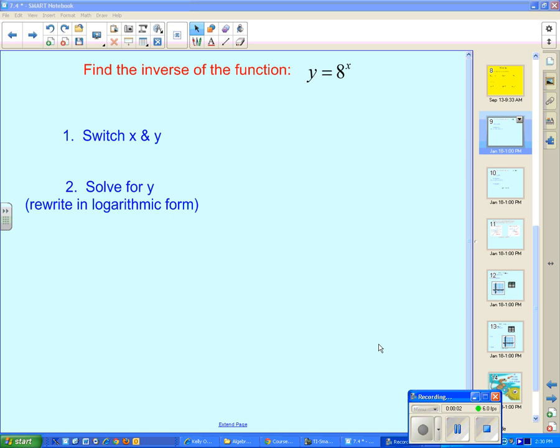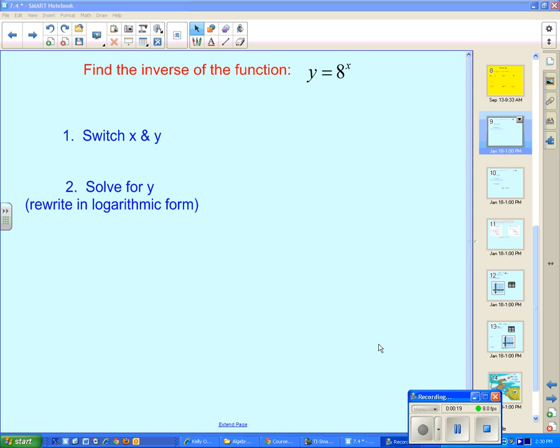So the last two pieces of this lesson that we still need to do are inverse functions, which I know you guys have talked about before in 3A, and review how to do those. And then we're also going to talk about how to graph logs and what those look like as well.